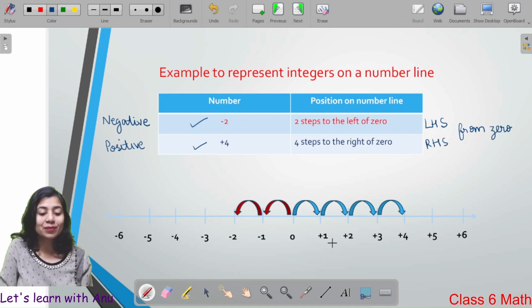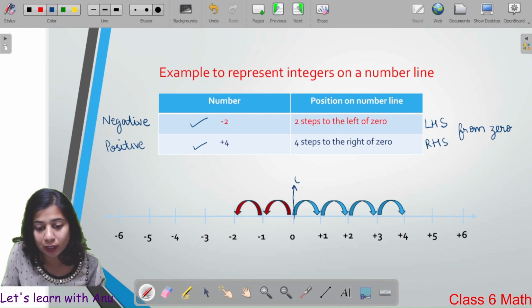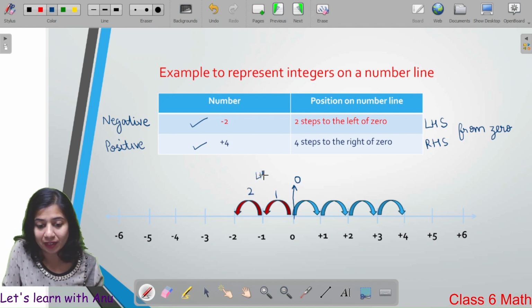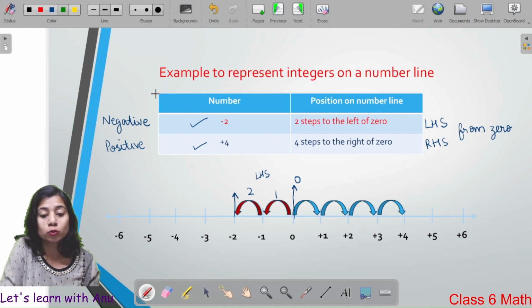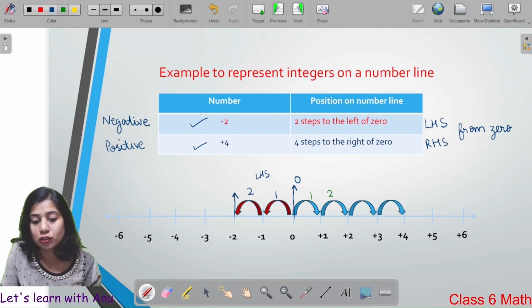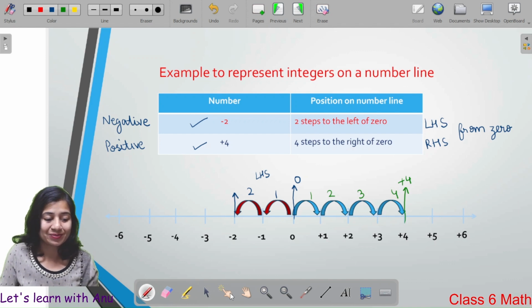I hope it's clear. So let's see, -2 means 2 steps to the left of 0. This is 0. 2 steps, 1 and 2 to the left-hand side, right? And we are at -2. Then we have +4. +4 means we are going to move 4 steps to the right of 0. 1, 2, 3 and 4. And we get this +4 integer. I hope everyone is clear about it.